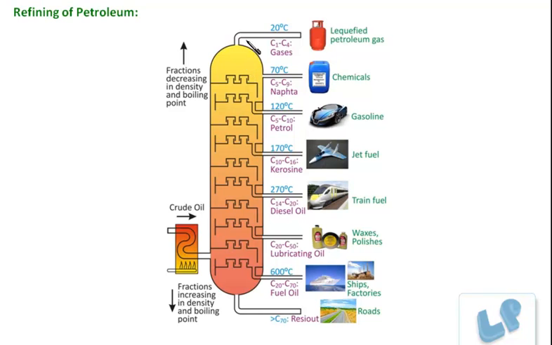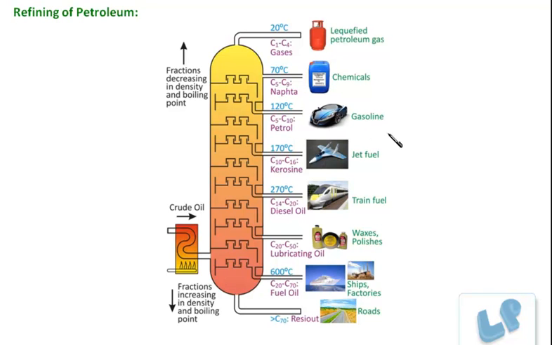At the top, what is obtained is liquefied petroleum gas, and here the temperature is around 20 degrees. These are the hydrocarbons, or you can say LPG, which have very low boiling points. Then at around 70 degrees, naphtha is obtained, and some chemicals. Down the fractionating column, the density increases.